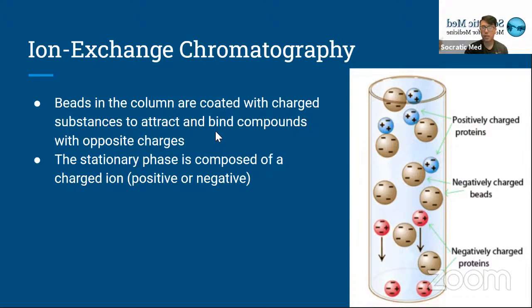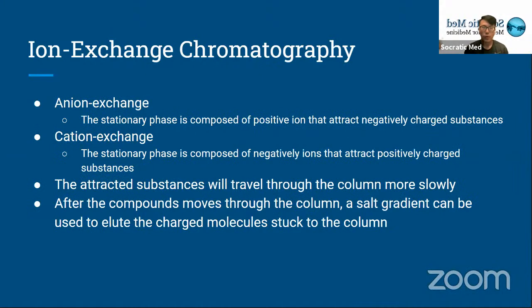So you can change the stationary phase based on which compound you want to collect in the column. Like I said before, anion exchange is when you have a stationary phase composed of positive ions that will attract negatively charged substances and keep them in the column for you to collect. Everything else will pass through, but the negatively charged substances will be stuck in the column, and you can separate them from the column later. So anion exchange is when you want to collect the negatively charged substances.